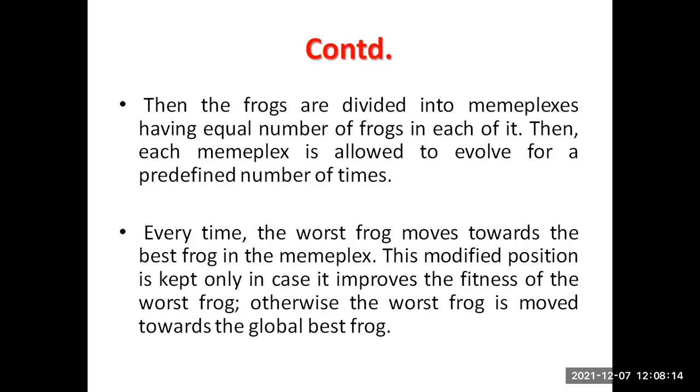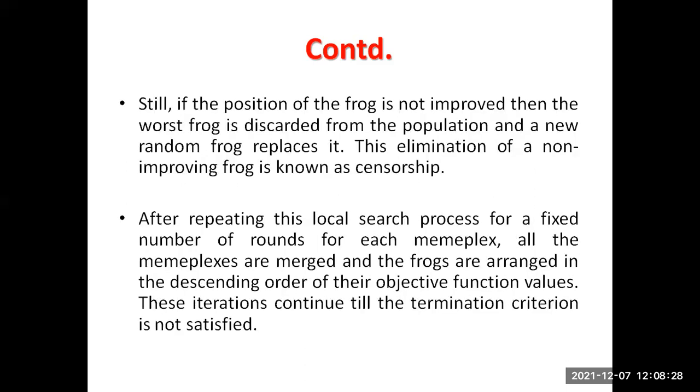So this modified position is kept only in case it improves the fitness of the worst frog. Otherwise, the worst frog is moved towards the global best. The position of the worst frog is improved, meaning it is allowed to move towards the best frog's direction so that it can also improve. Still, if the position of the frog is not improved, then the worst frog is discarded from the population and a new random frog replaces it. This elimination of the non-improving frog is known as censorship.